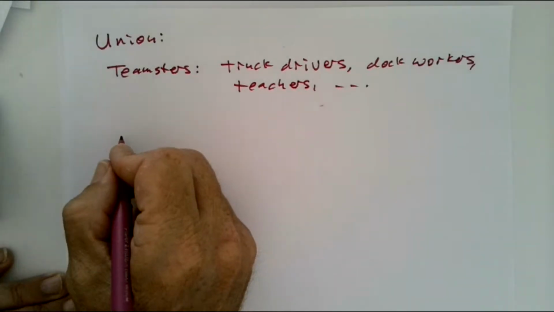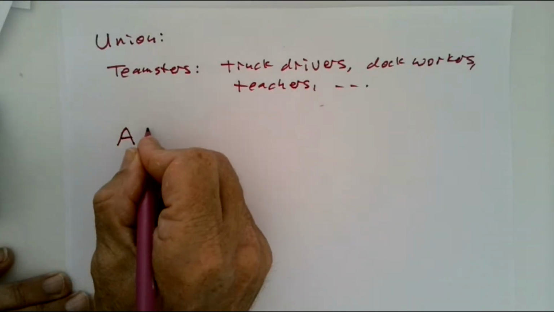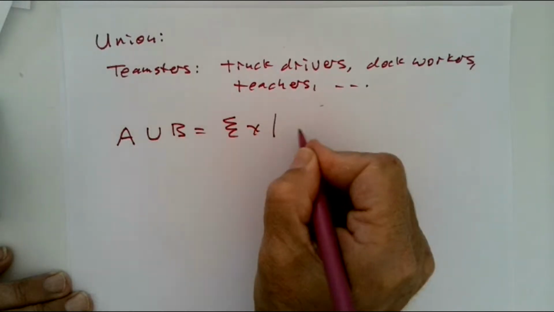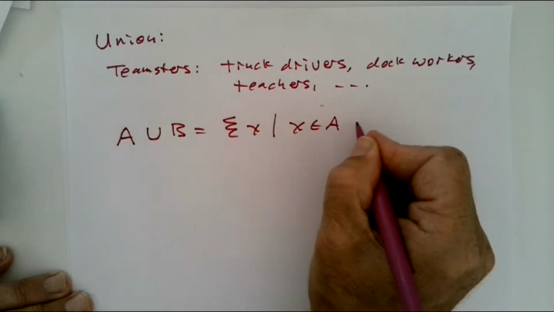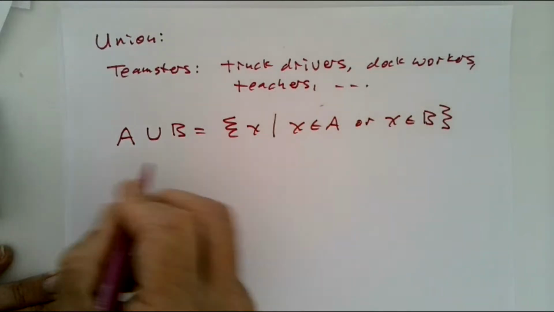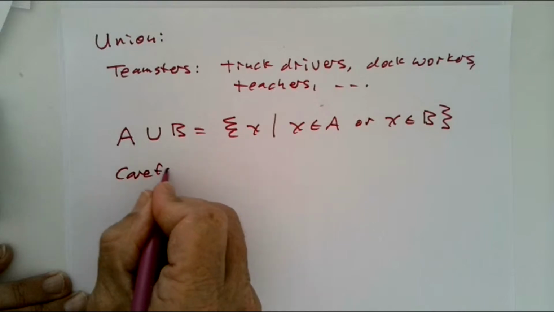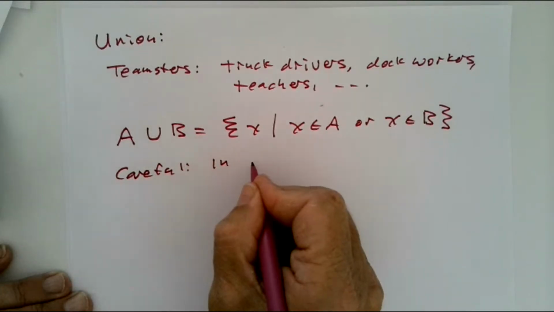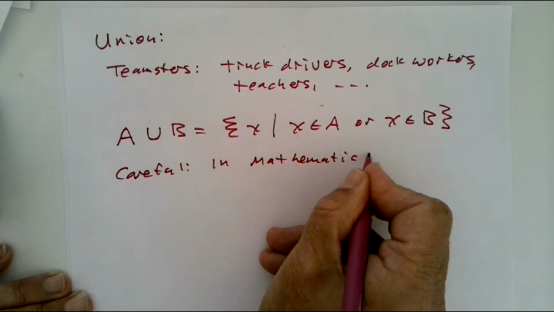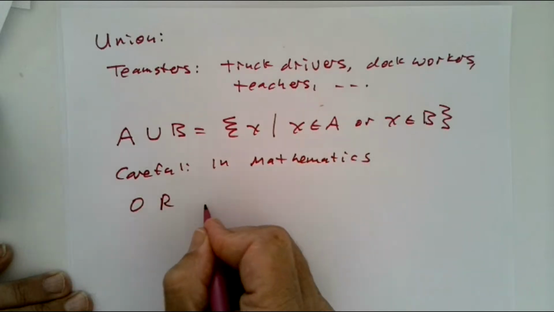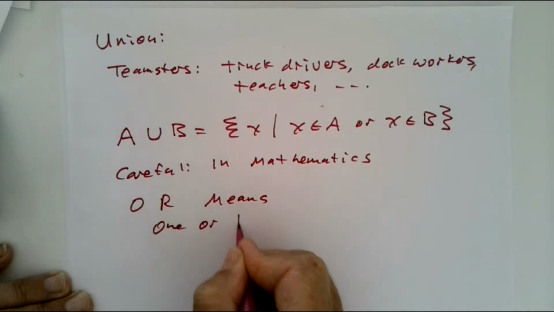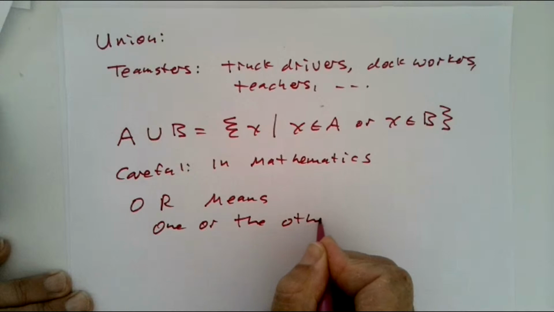The symbol that we use for union is this. And this is the set of X such that X is either in A or X is in B. Now be careful. In mathematics, or means one or the other or both. One or the other or both.